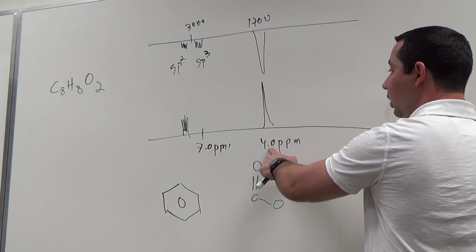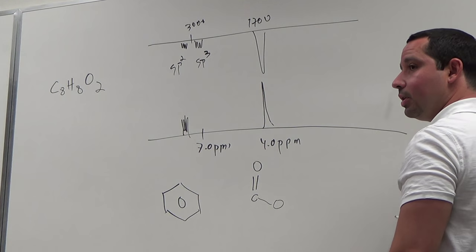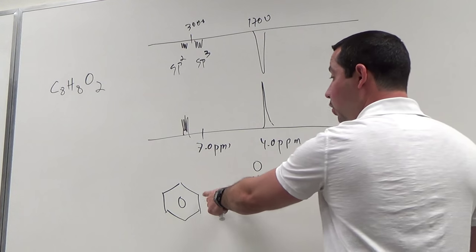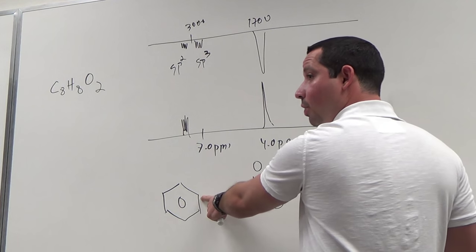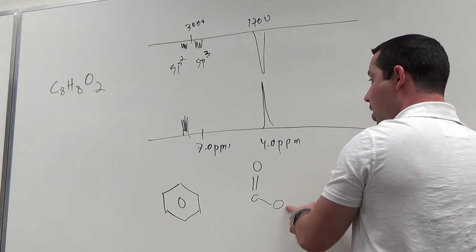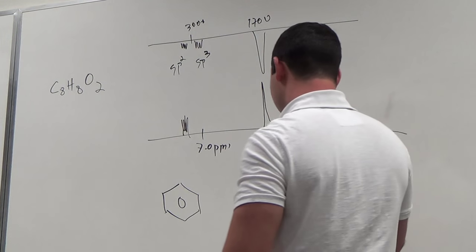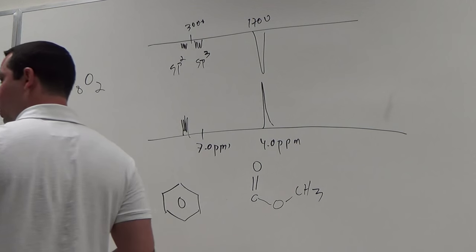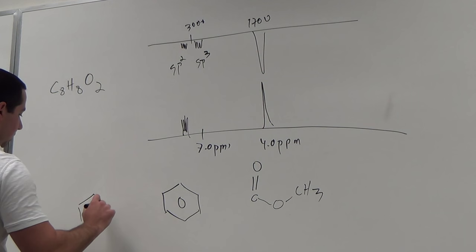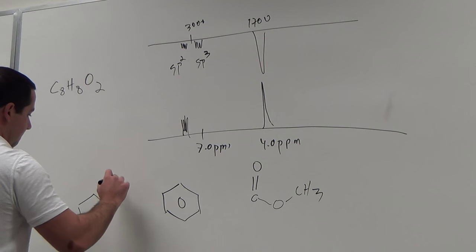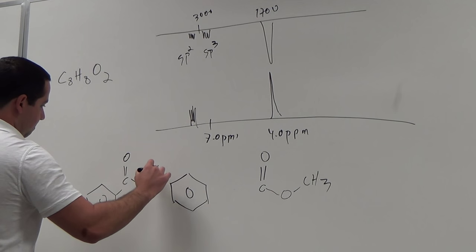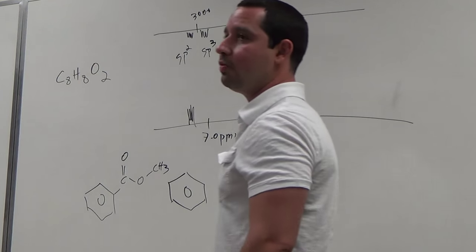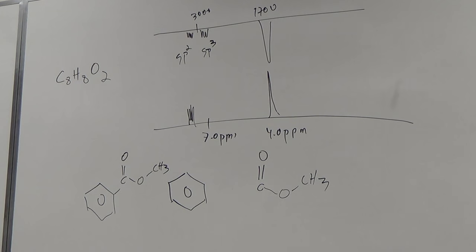We do have something at 4 ppm, which means that whatever I have is next to... Is it next to the ring? No, it's not next to the ring. It is next to the oxygen, so it can be at 4. So that's a CH3. All you need to do is connect that to the ring. So that's this. Try to do that one, which is very similar to this, yes?